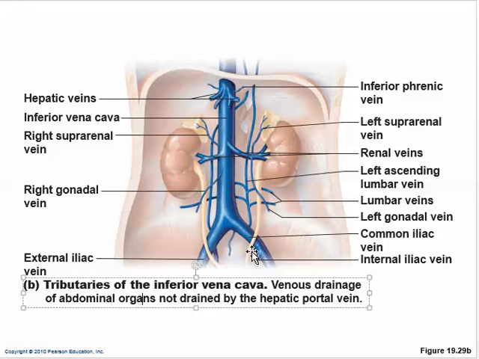The implication of this is that the left side, especially of the gonads, has less efficient blood return than the right side. And that's why the left testes always is a little bit heavier and hangs lower. That's why the left ovary is more prone to ovarian cysts and things like that. It's just a sideline. It has clinical implications, though.